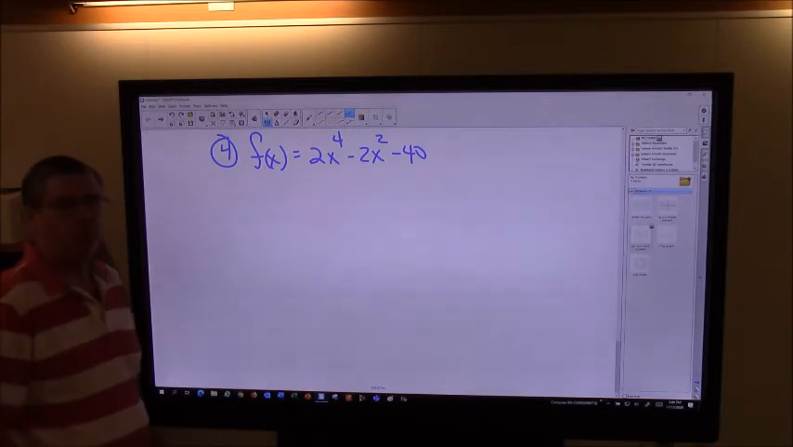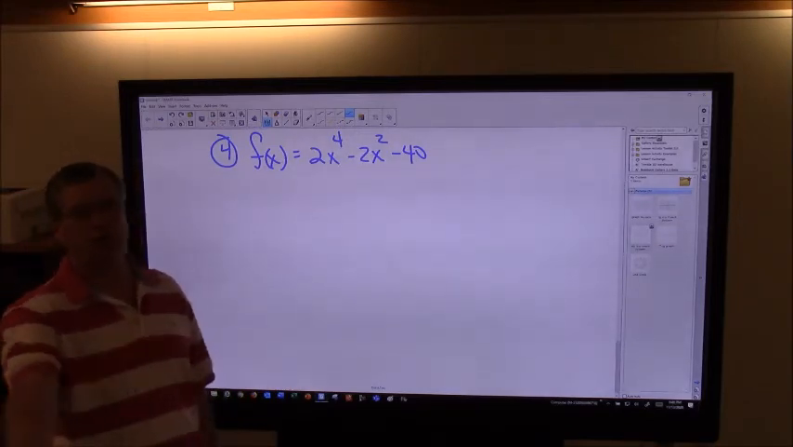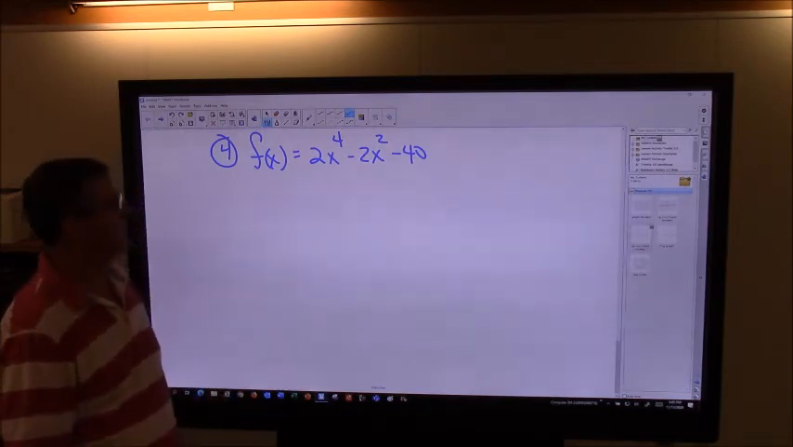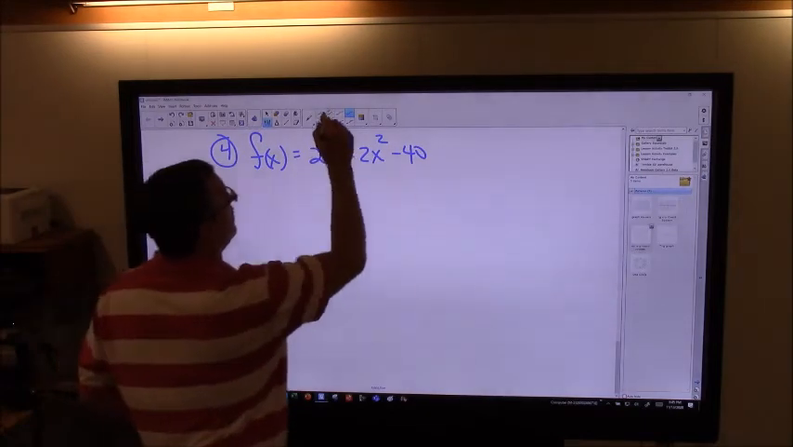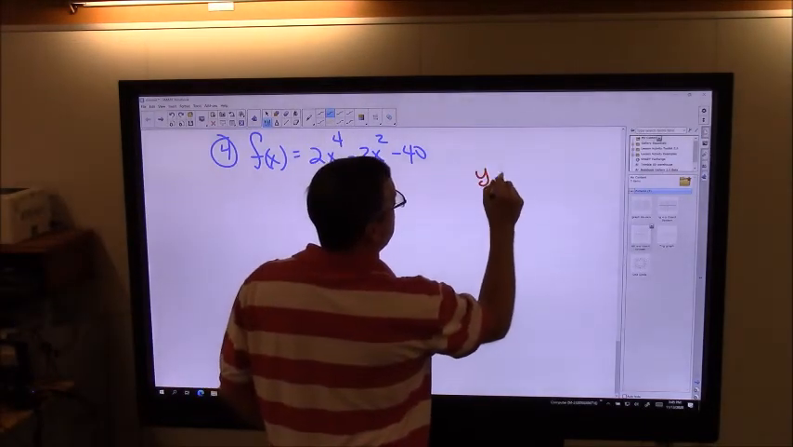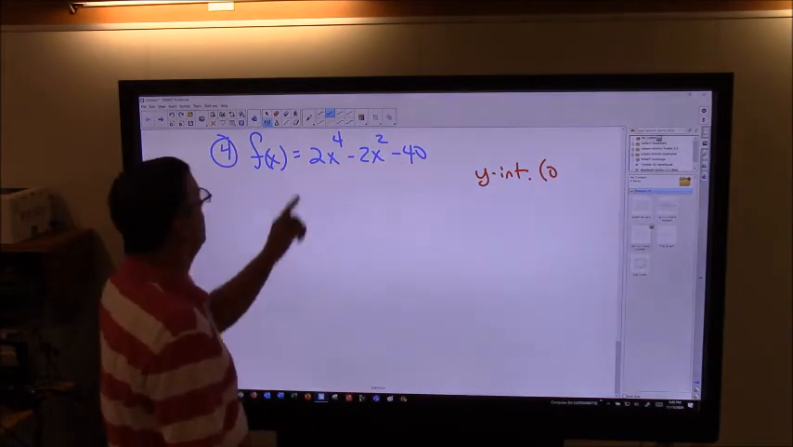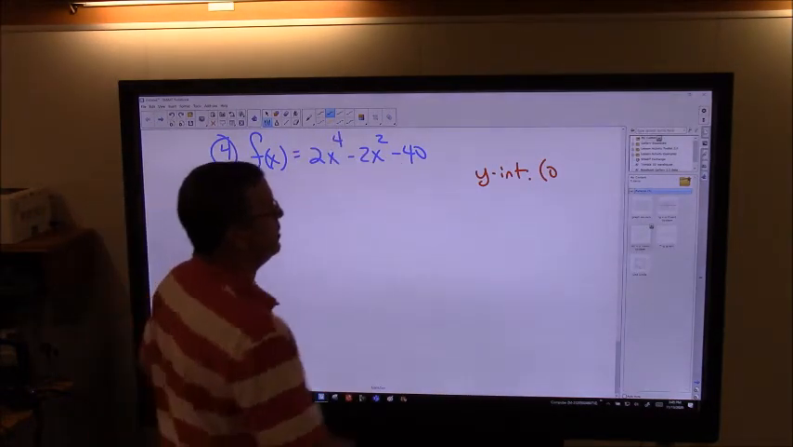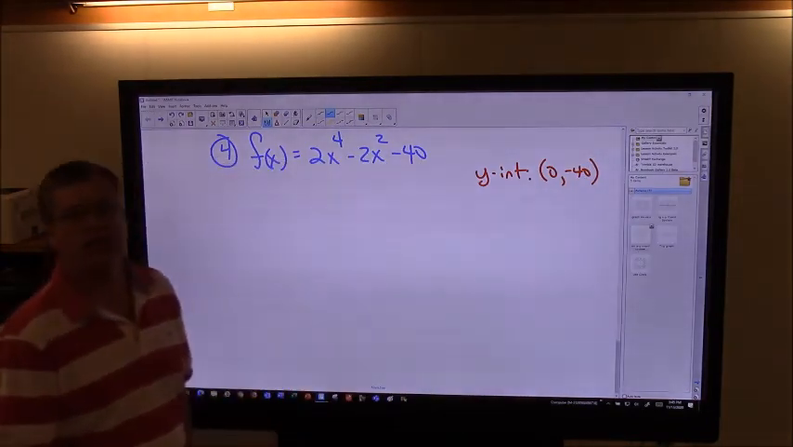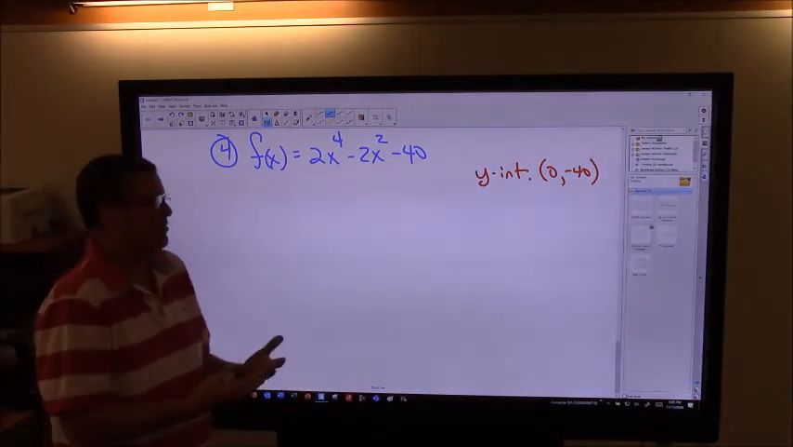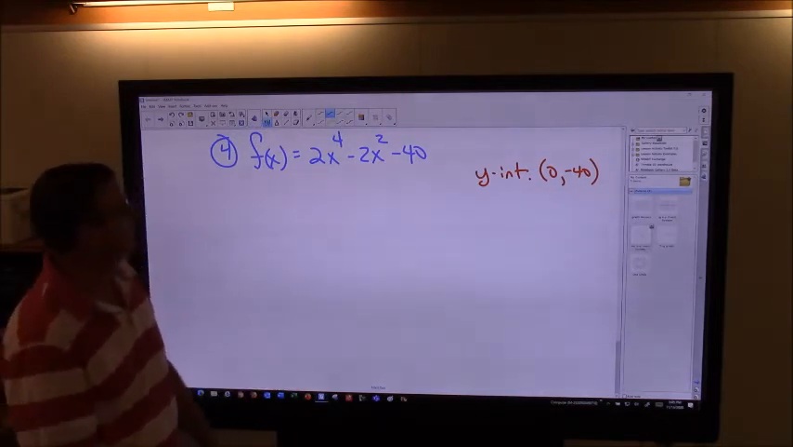One thing we don't want to forget about, and it's always the easiest point to find on a graph, is the y-intercept. Let's not ever forget about that, okay? The y-intercept means if I plug a 0 in for x, I'm going to get 0, negative 40. There's my y-intercept. Always an easy point to find. And as long as we have to graph something, if we've got an easy piece of information, let's go ahead and get that.